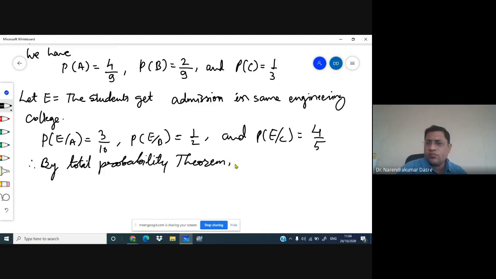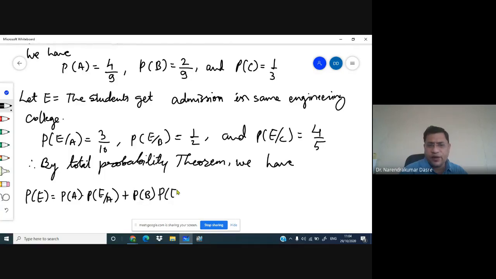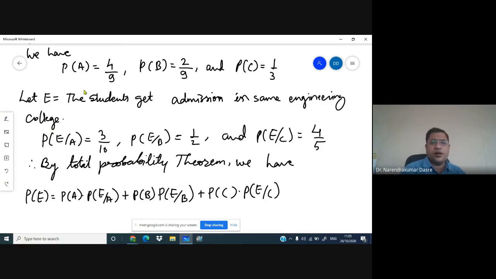we want to find the probability of getting admission into the same college. A passes the test and then he will get the admission, plus B will pass the test and then B will get the admission in the same engineering college, plus C will pass the test and the probability that C will get admission in the same engineering college. Now we have all these probabilities, so we can write it here.